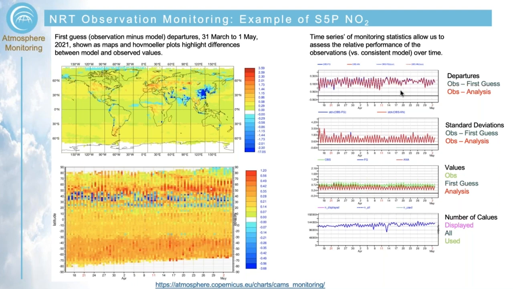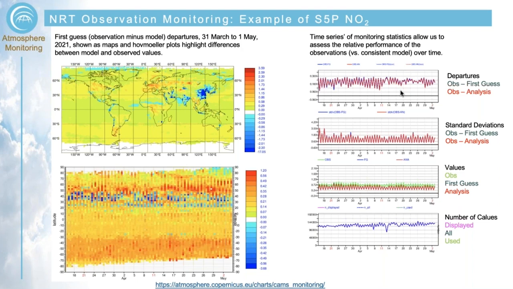By feeding the observations into our system, we can look at things like how the observations depart or are different from our background forecast. So the two panels on the left are showing this observation minus model first guess departure over a period of a couple of weeks in 2021. And we start to get a sense of where the differences are between the observations and the background model. And then also by looking at these Hovmöller style plots at the bottom left, we get a sense over time whether those biases or those departures are changing.